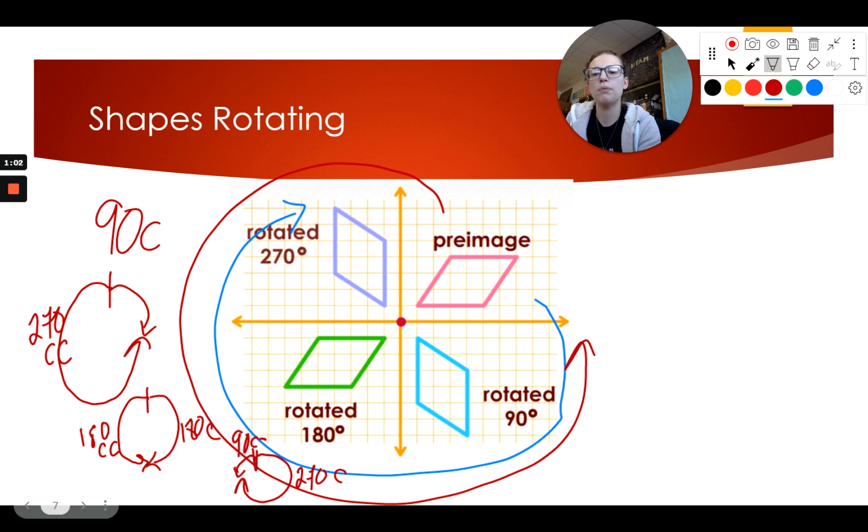The reason you should probably know these is because if the question ever does give you counterclockwise, everything that we usually talk about is in clockwise rotations. So that way it'll just make it easier for your brain to not get confused.